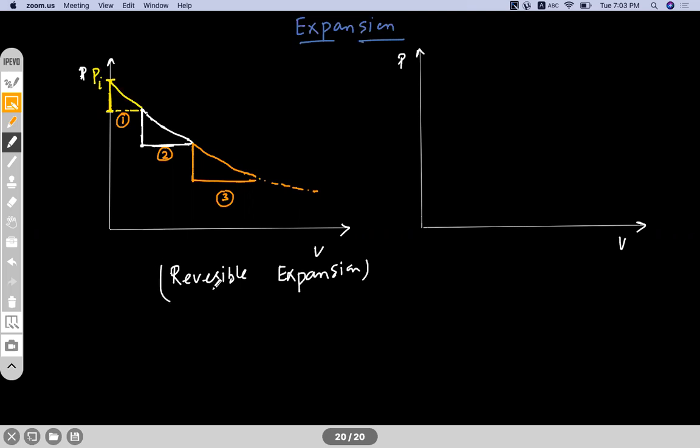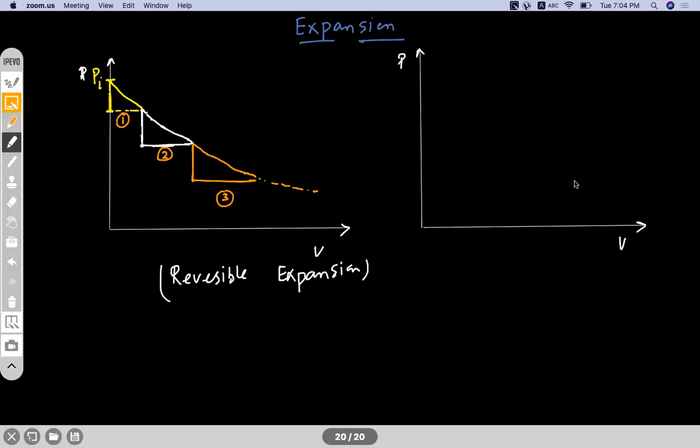Any doubt in this? No doubt. What happens? Is it tough? How many of you are understanding it? Tough, easy, or moderate? Moderate. Okay.